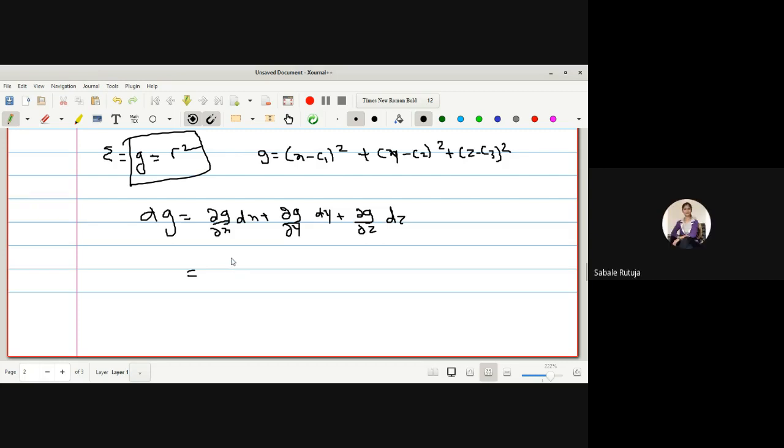Is it clear to everyone? 2x minus c1. The derivative of x minus c1 is 1. Plus next is 2 times y minus c2 dy, plus next is 2 times z minus c3 dz. Okay, dg. Now we want to check whether it is equal to 0 or non-zero.